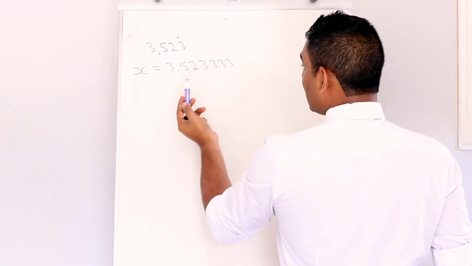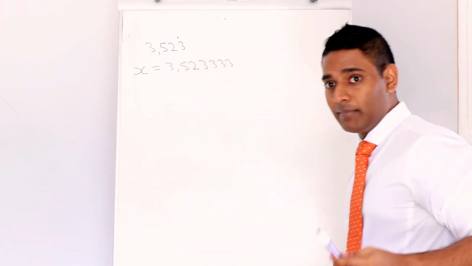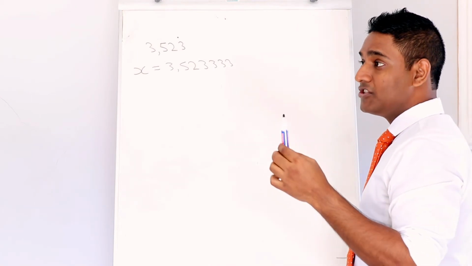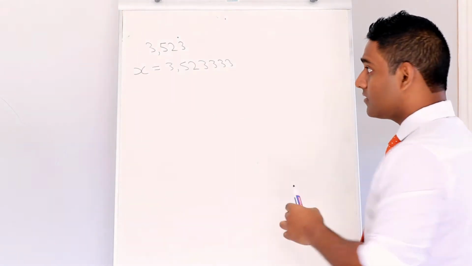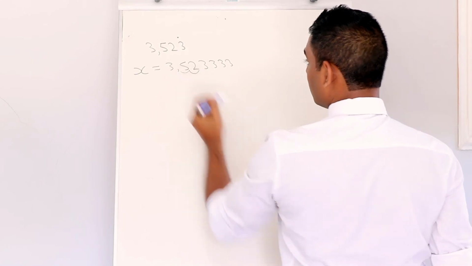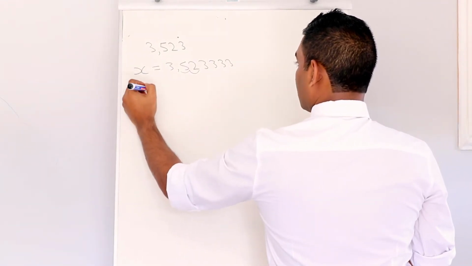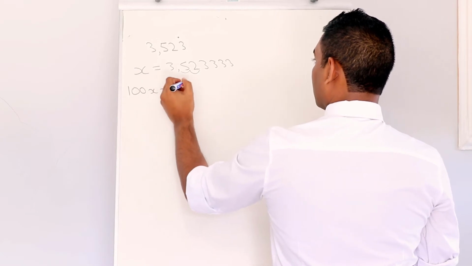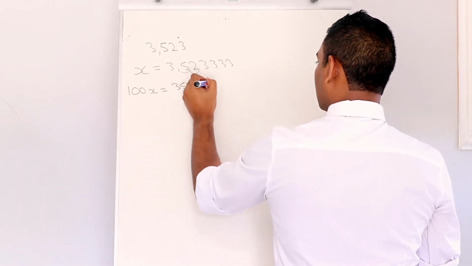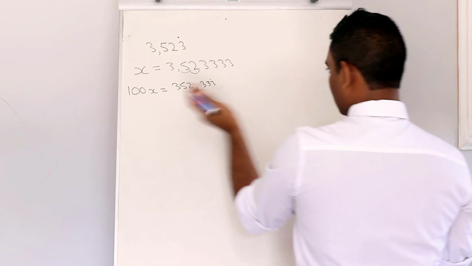So what do we need to multiply by to get to just before the recurring digits? It's how many decimals? 1, 2, which is 100. So we'll multiply the left and the right by 100, and you'll get 352.333, and that's basically just recurring.